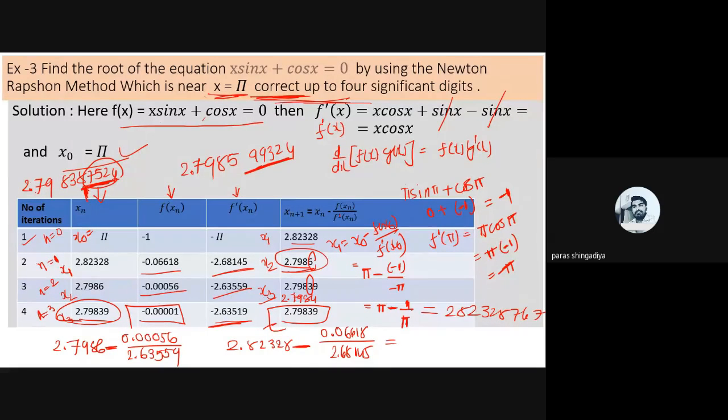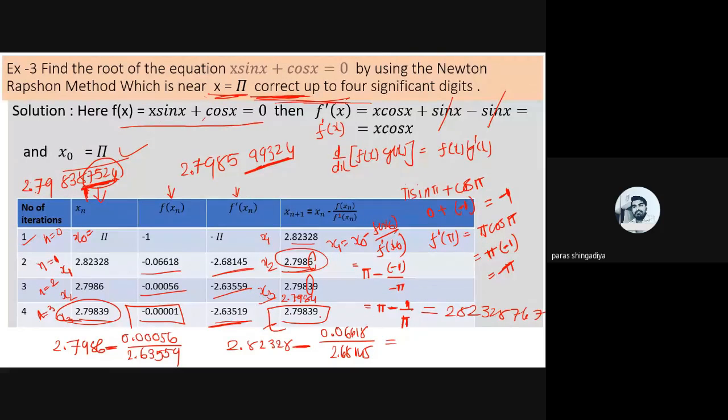After the decimal, the 4 values are repeated. So at that stage we'll stop this procedure, and we'll consider 2.79839, that is our required answer. And Hassan replied with the correct answer form, 2.79838 something and so on.